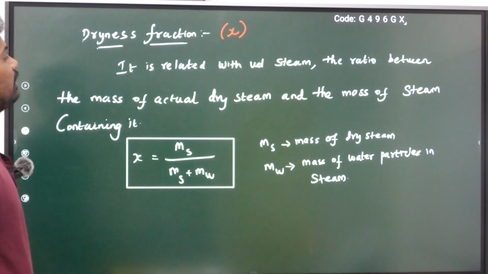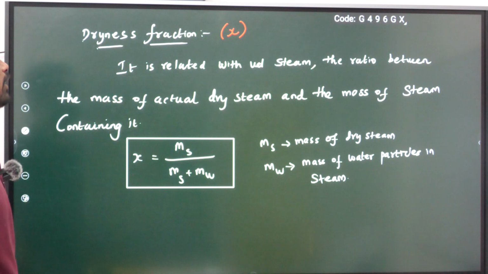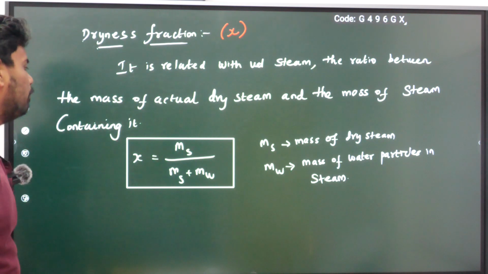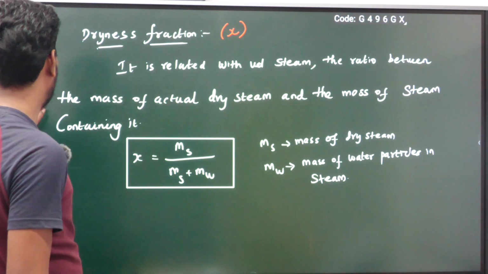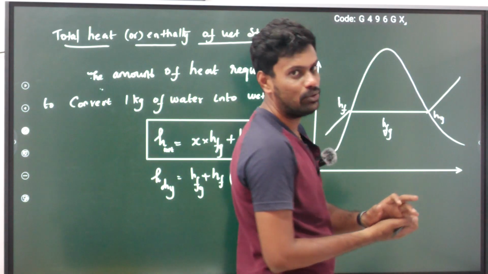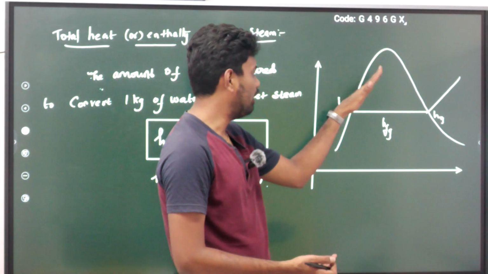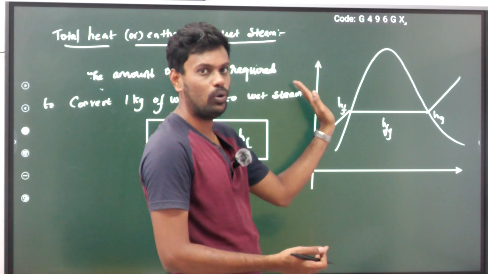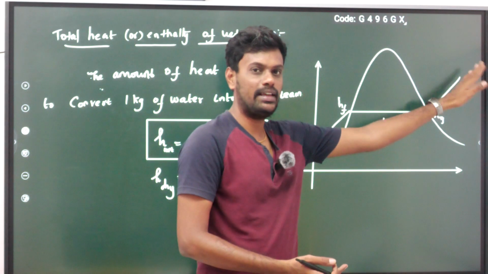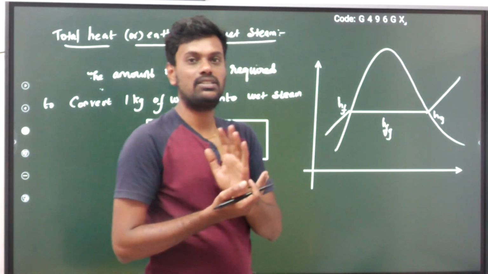It is related with wet steam, the ratio between the mass of actual dry steam and the mass of steam containing it. What is this? Actually, in the next slide I have drawn something. So this is the saturation curve. We have seen it already. Left of this saturation line is the liquid line, right of this saturation line is the vapor line, and in the center there will be some liquid plus vapor.